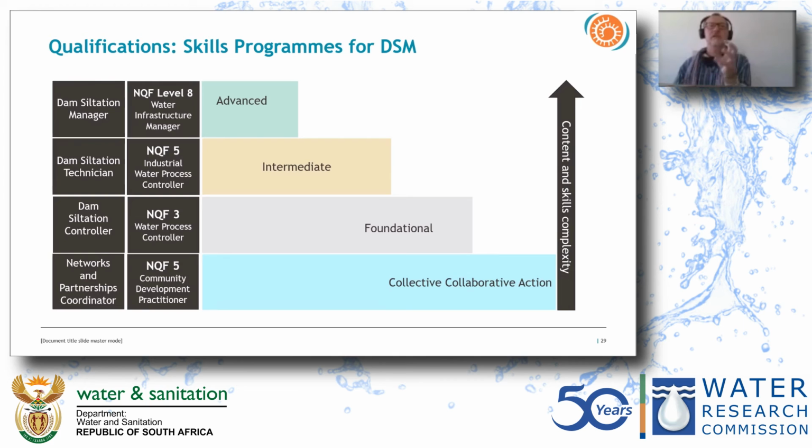The dam siltation technician, second one down, is at a lower NQF level, and that attaches to the industrial water process controller. And then the dam siltation controller at an NQF level 3, attached to water process control at a foundational level. And then we've introduced, for the purposes of dealing with complexity issues, systems approaches. Because we're dealing with dams within a catchment, we need a networks and partnerships coordinator at an NQF level 5. And that person would then be working with the complex stakeholder and land user environment.